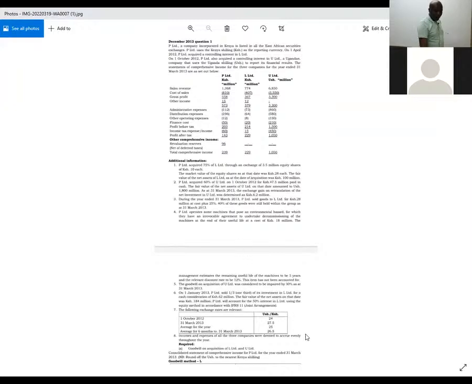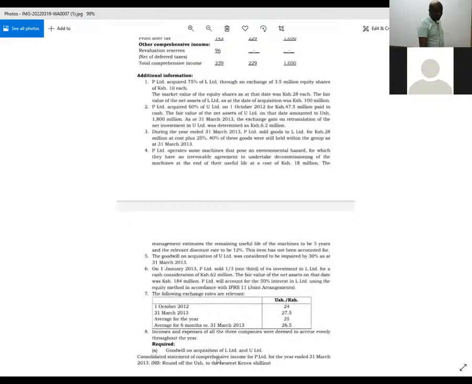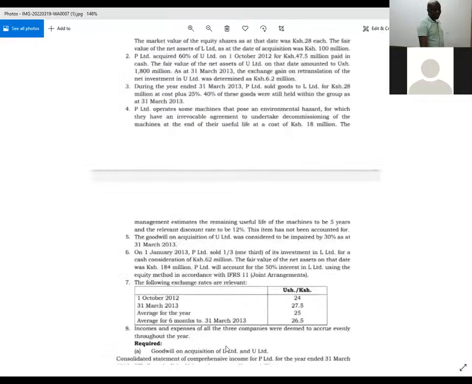Now we are told here, look at the required side first of all. They want us to give them goodwill on acquisition of L Limited and U Limited. And then number two, to consolidate the statement of comprehensive income for P Limited for the year ended 31st March 2013. Note, round off the Uganda shillings to the nearest Kenya shillings.